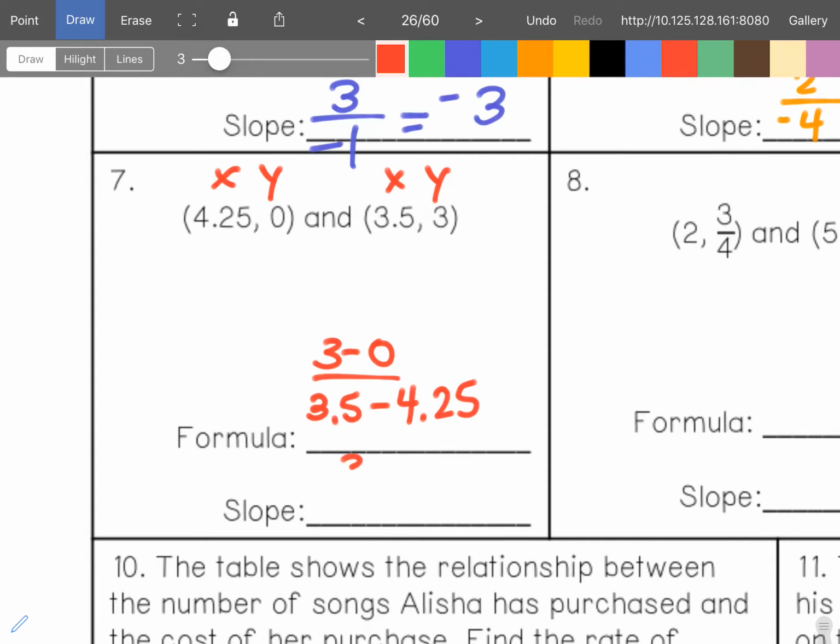3 minus 0 is 3, and then 3.5, and if you need to use a calculator, you can, minus 4.25 would be a negative 0.75. Okay, and then if you do 3 divided by a negative 0.75, you get a negative 4.